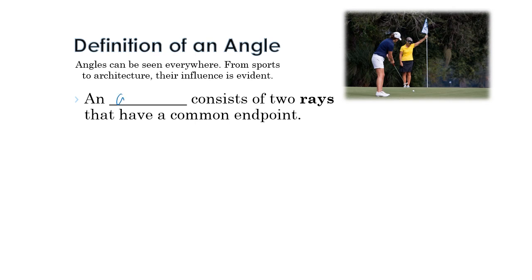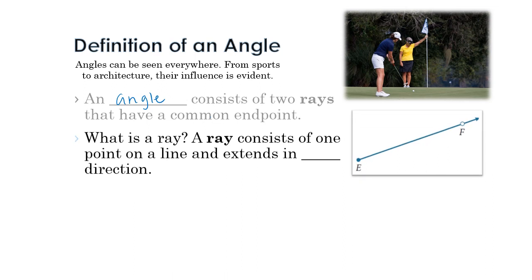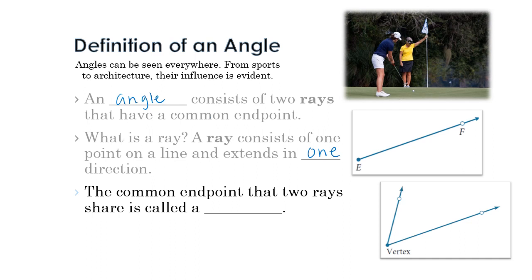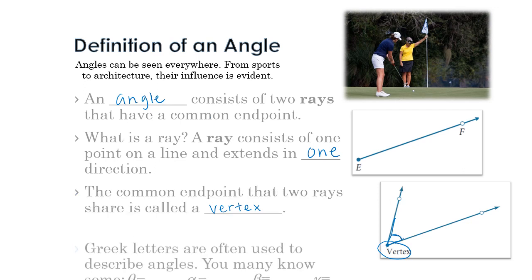So an angle consists of two rays that have a common endpoint. What is a ray? Well, a ray consists of one point on a line and it extends in one direction. The common endpoint that two rays share is called a vertex. So you can see right here, there's the vertex. So that's where these two rays share. So this would be the angle.